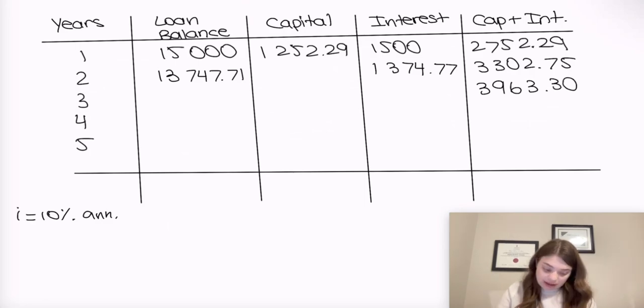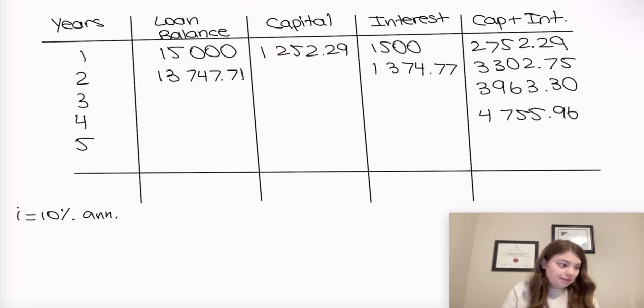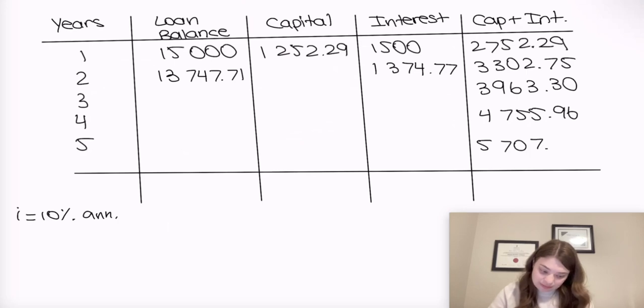And then multiply by 1.2 again, we get that the next payment for year 4 is $4,755.96. And then we multiply by 1.2 one last time to get the final payment, which is $5,707.15. And at that point, the loan will be fully paid off, which is good. Okay, so now let's continue.